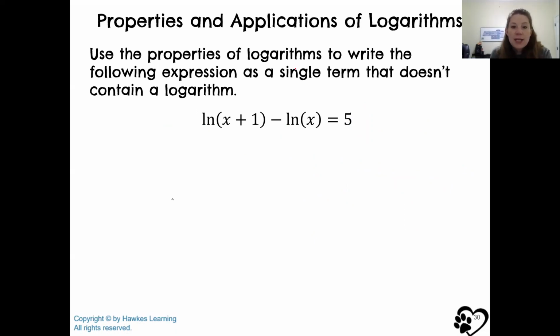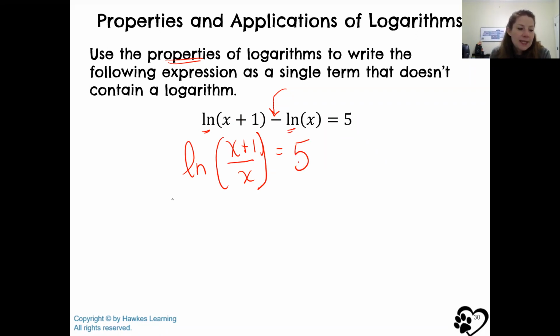All right, now this one, it says we're going to use the properties of logarithms. So when I see subtraction, I am going to use division, right? These match. So I can say the ln of, in parentheses, x plus 1 divided by x equals 5.